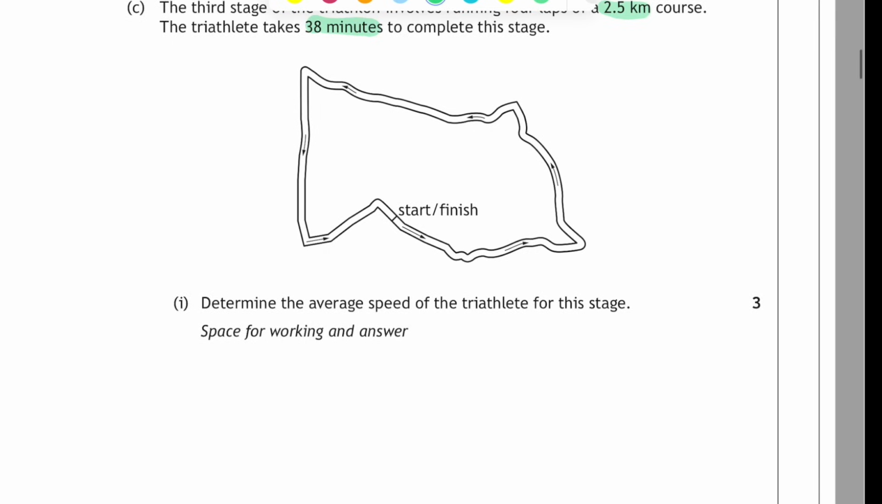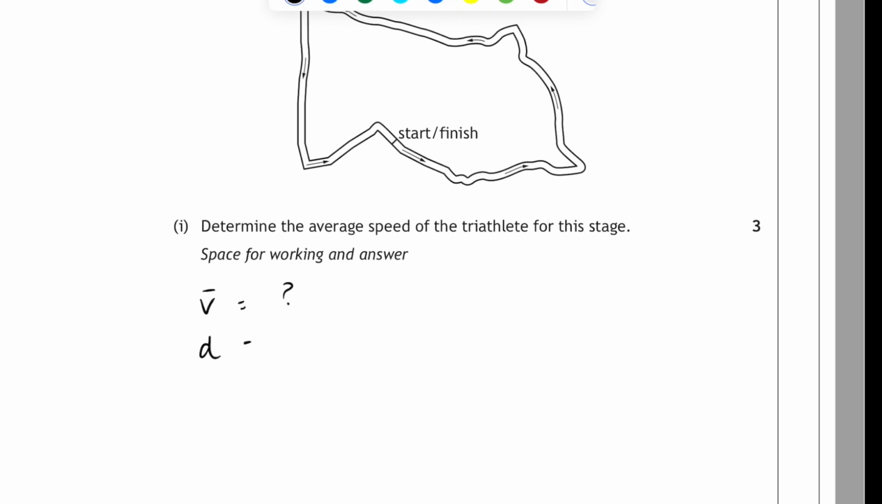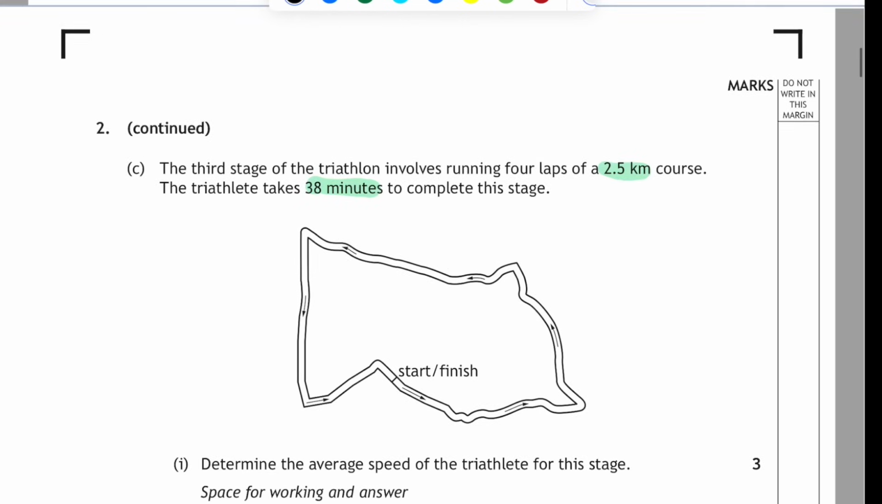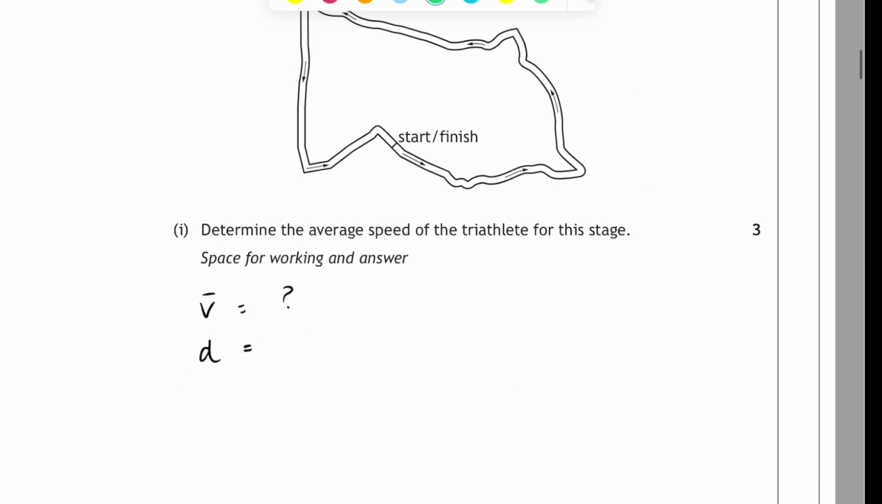for this stage. Well, when you see the word determine, that means it's a straightforward calculation, but there's an extra little bit to do as well. And in this case, we're going to work out average speed equals distance over time. And the little extra bit here is that it's 4 laps of a 2.5 kilometre course. So the distance is going to be 10,000 metres. 4 times 2.5 kilometres is 10 kilometres. And we're told the time is 38 minutes.